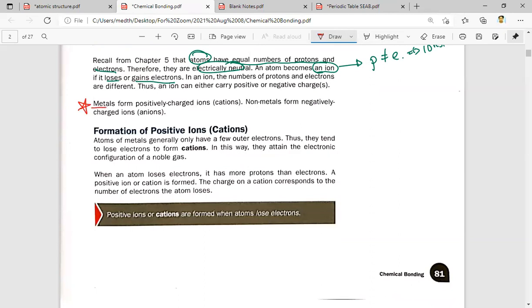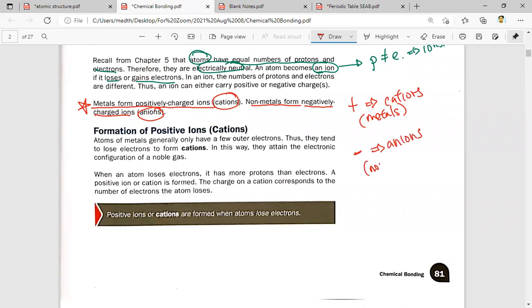Now, metals tend to form positively charged ions, which we call cations. Non-metals form negatively charged ions, which we call anions. So positive, we will call it cations, and they are typically made of metals. Negative, we call them anions. They are typically non-metals.